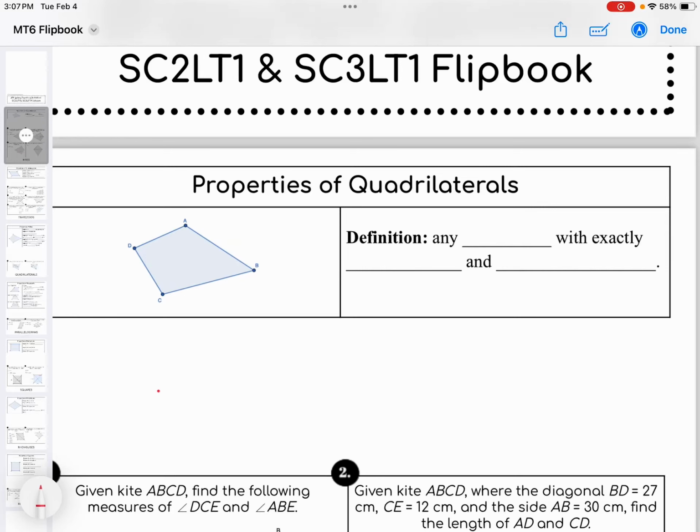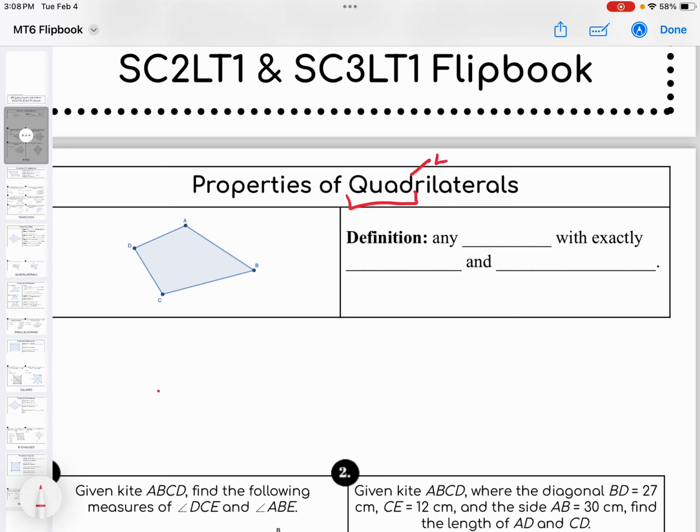In this measurement topic, we are going to start talking about quadrilaterals. Before we are able to do that, we need to know what a quadrilateral is. So quadrilateral, the prefix quad, is going to represent 4.